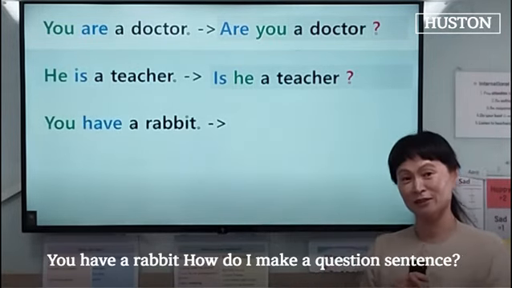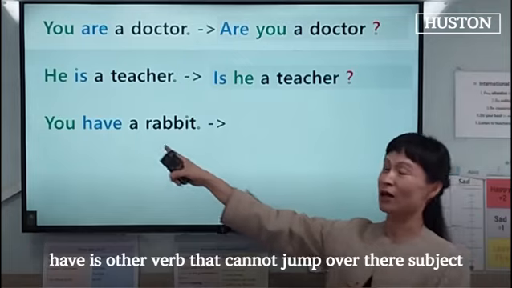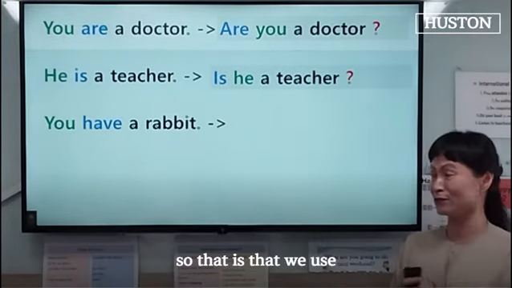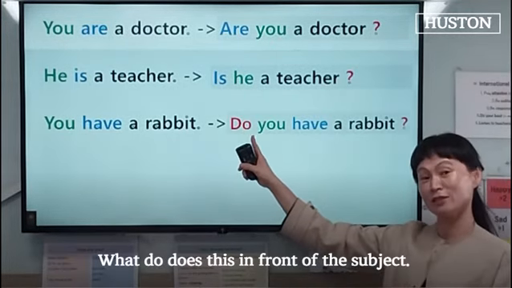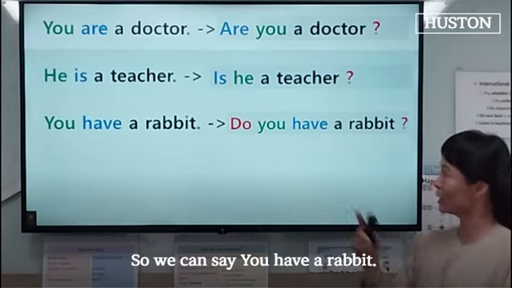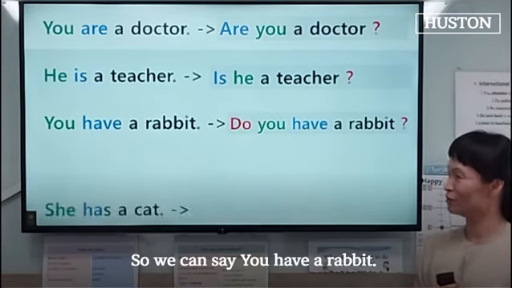You have a rabbit. How to make a question sentence? Have is other word that cannot jump over the subject. Instead, we use what? Do, does, this before the subject. So we can say, do you have a rabbit? What about the other word?